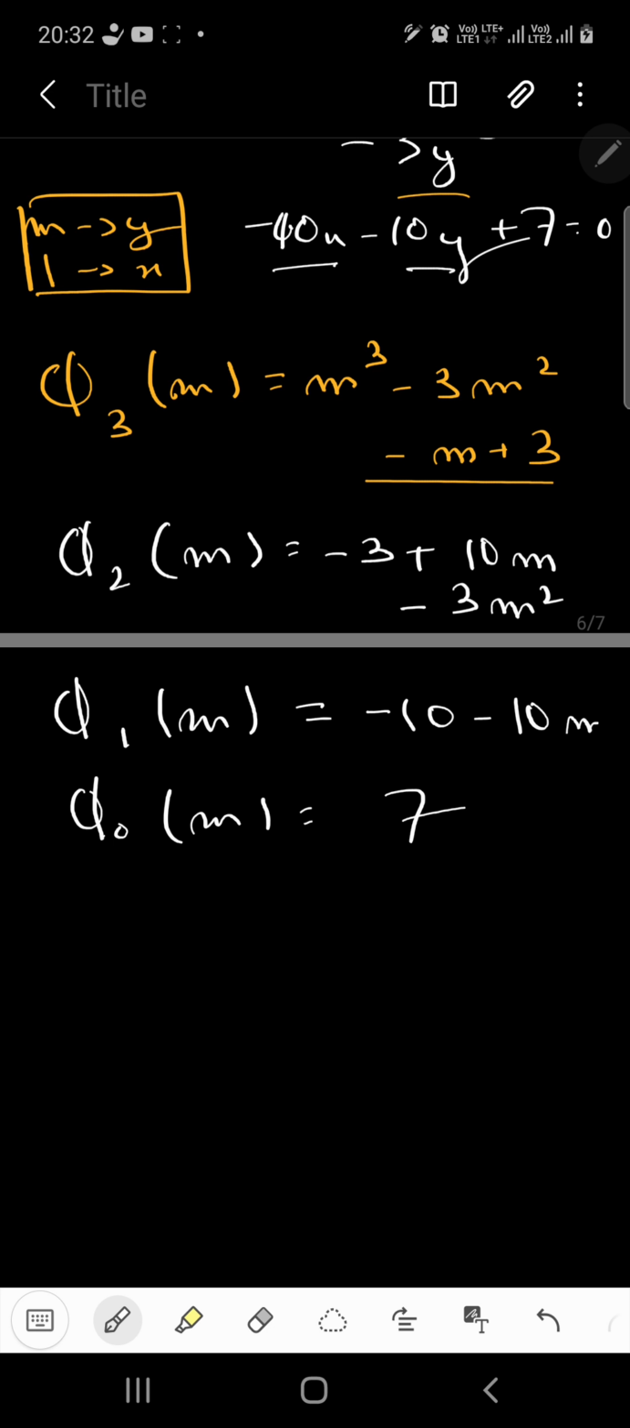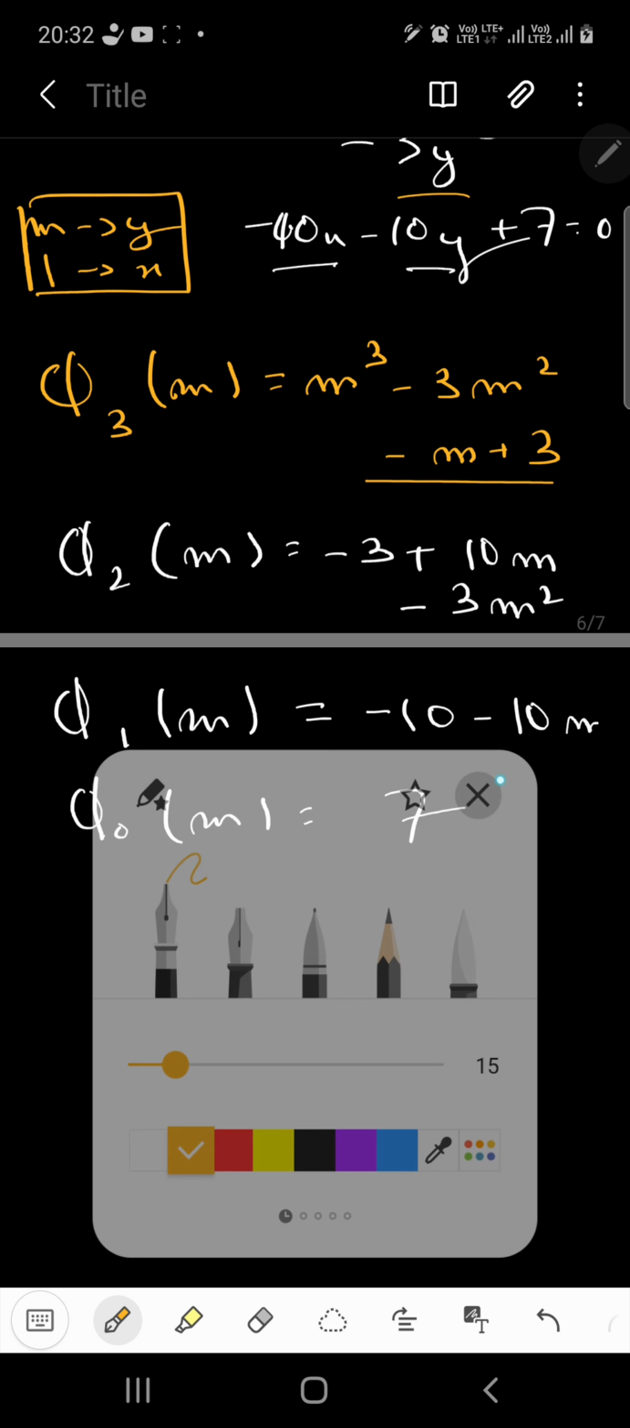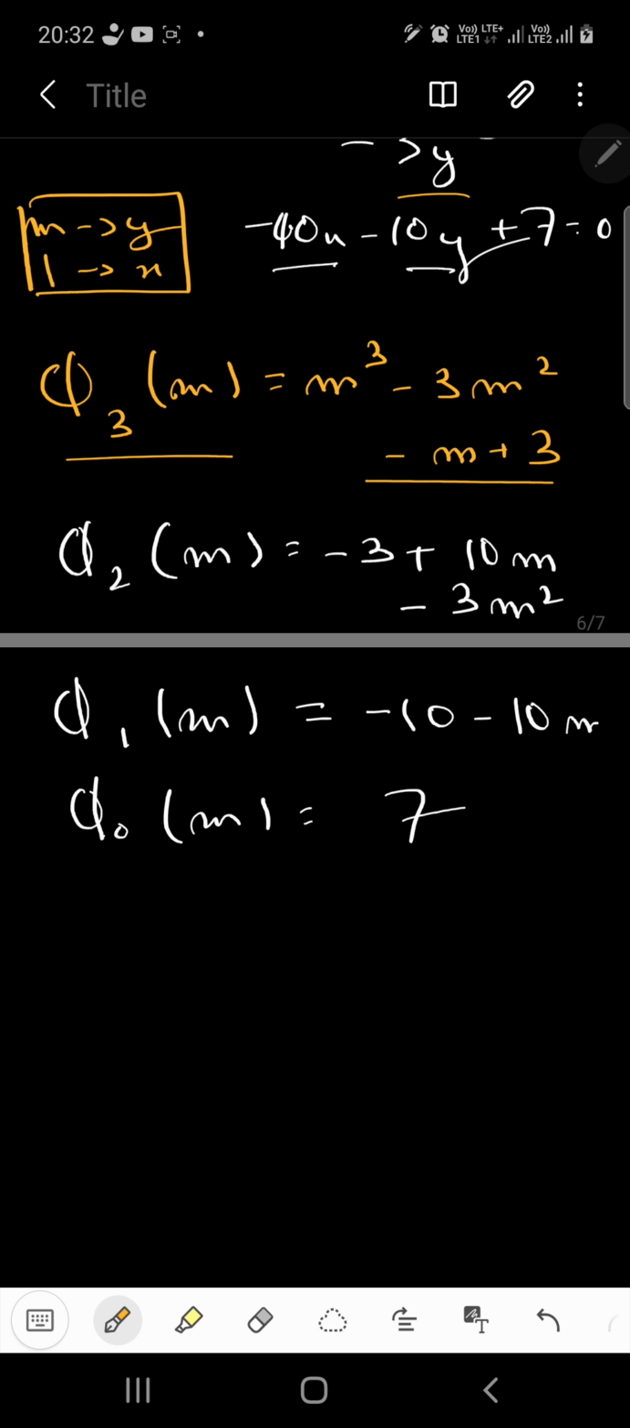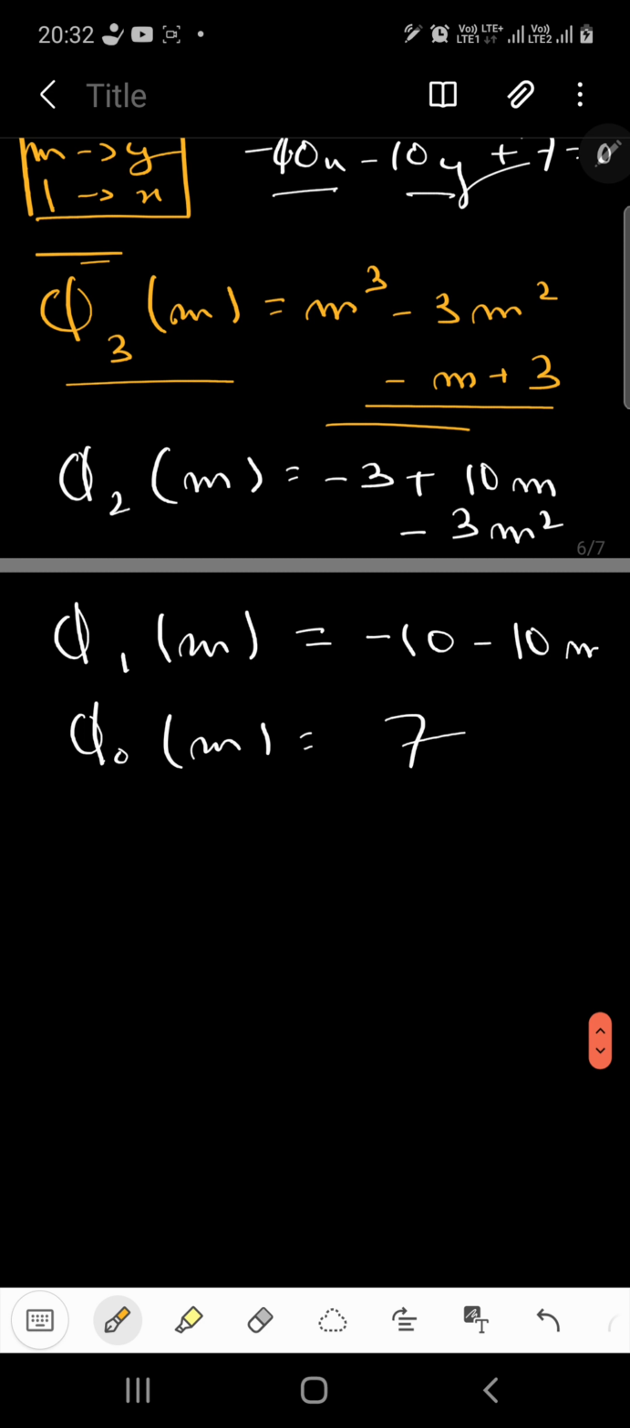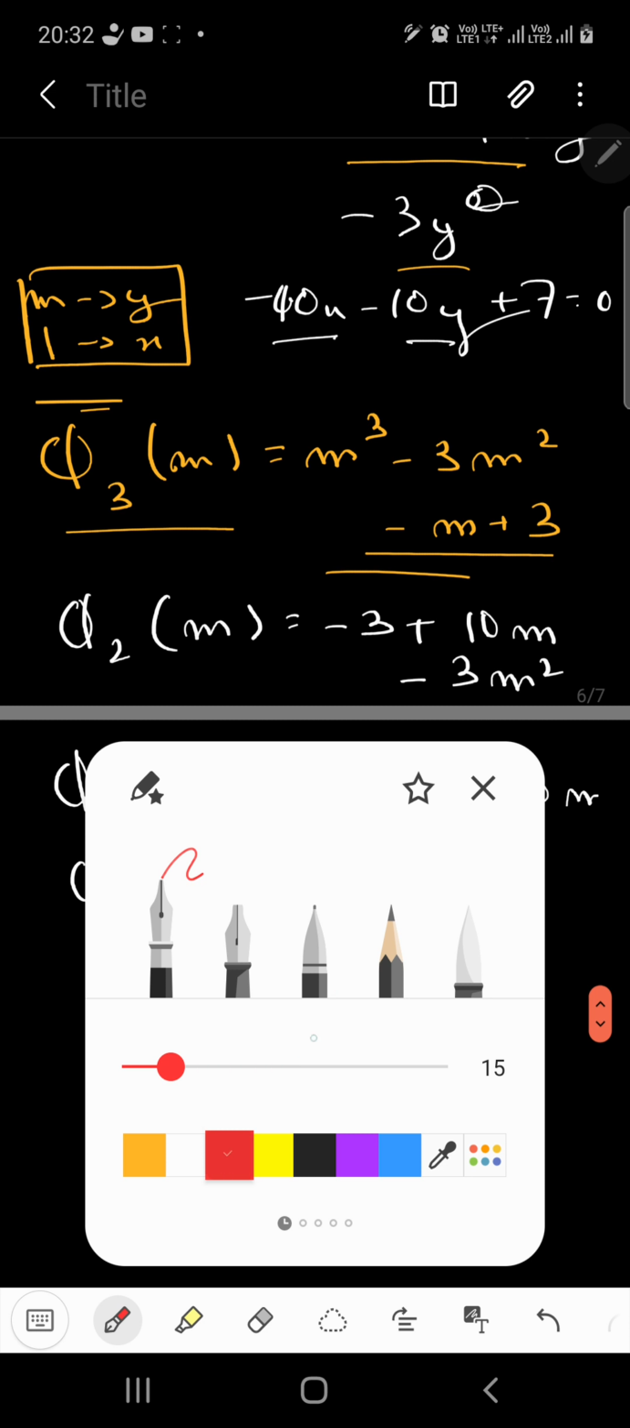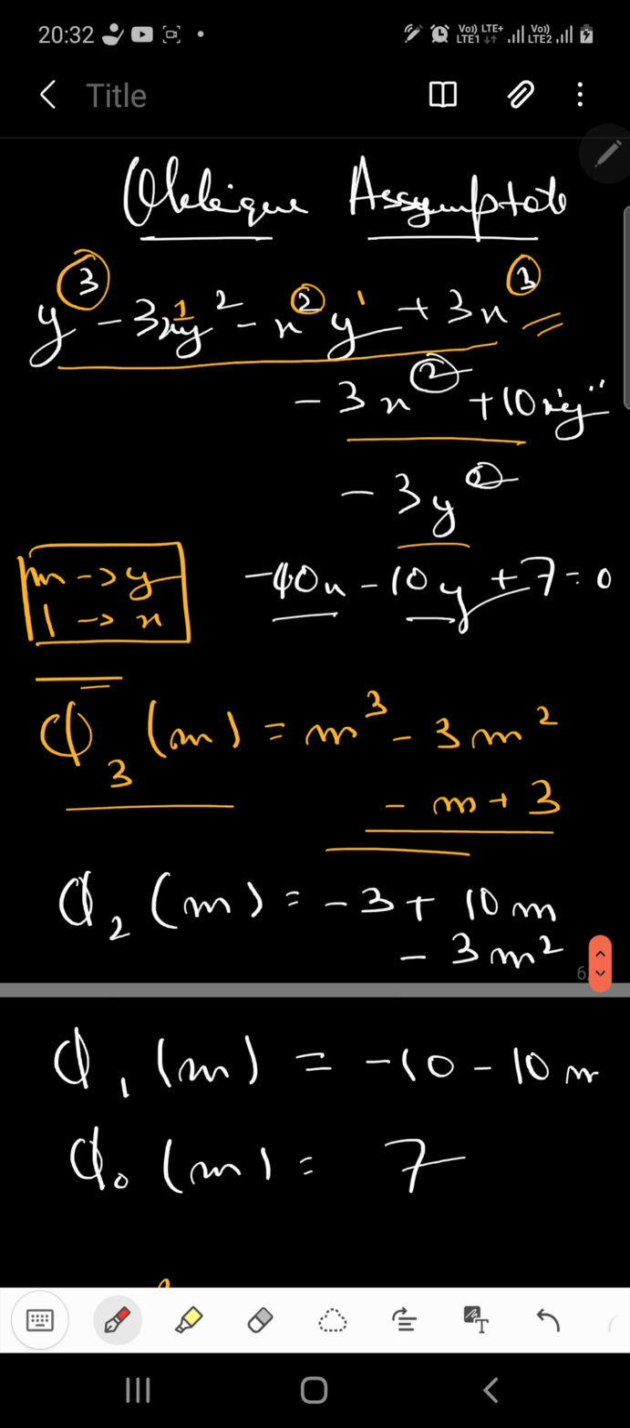Now what you need to do is equate the highest power function, phi 3 in this case, to 0. Rather, first let me tell you what this m is. Whatever the asymptote is, its equation will be of the form y equals mx plus c. So this m and this m are exactly the same. We are just replacing the y value with the slope of the asymptote, which you will eventually get, and replacing x with 1, nothing else.